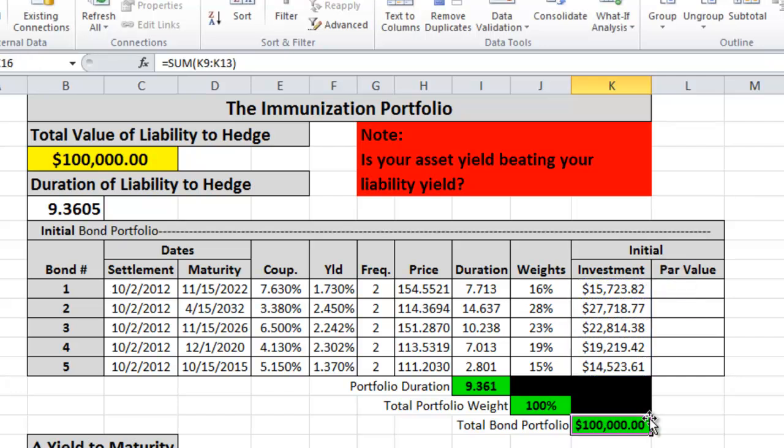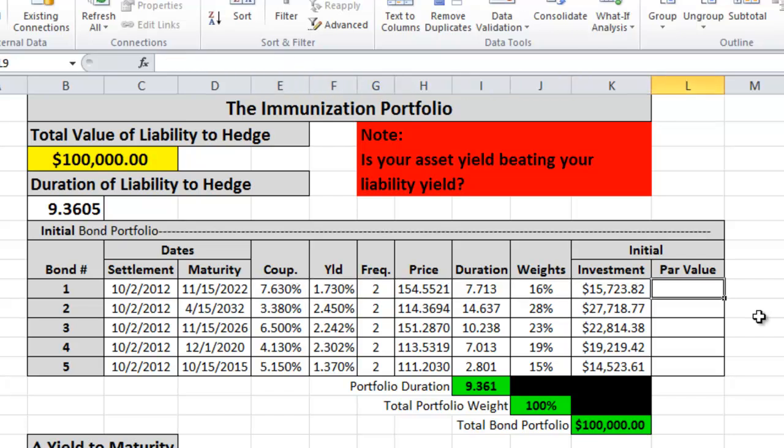Okay, so what you would do is invest $15,723.82 into this first Treasury bond, $27,719 into the second Treasury, on down the line, so you'd have $19,000 in the Hershey's bond, $14,000 in the Nike bond. Now you could actually figure out how much par value you're actually buying when you make these investments. Notice that almost all of these bonds are trading at very heavy premiums. That's because their coupon rates are well in excess of the yield to maturity.